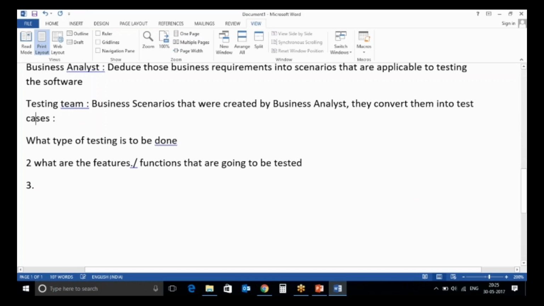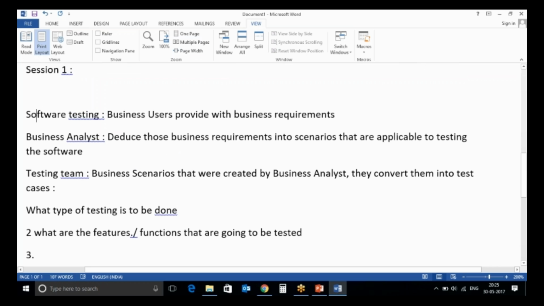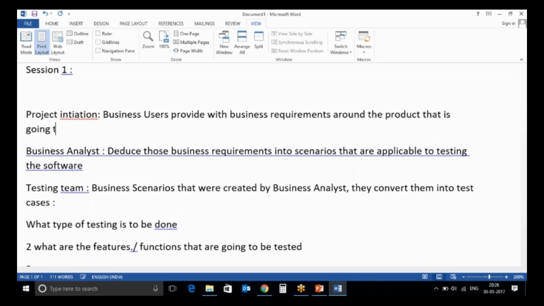Most welcome. So what we discussed was that whenever you start off with a project, at project initiation, the vendor who is going to do the project goes to the business users, and the business users provide them with the business requirements around the product that is going to be developed.